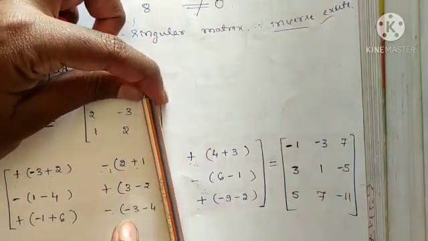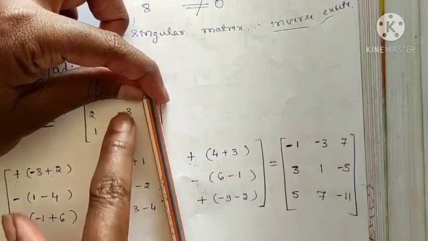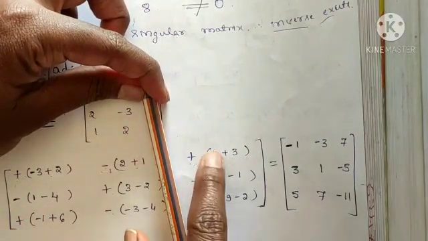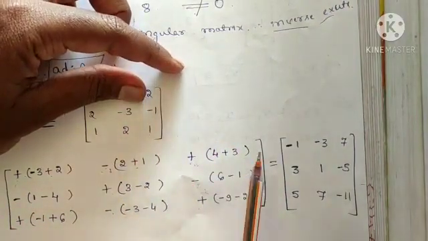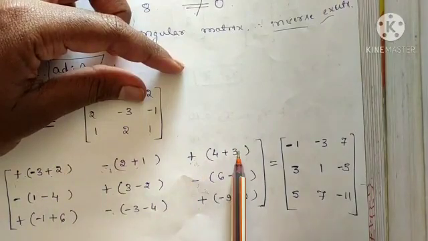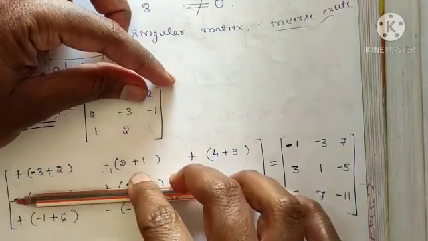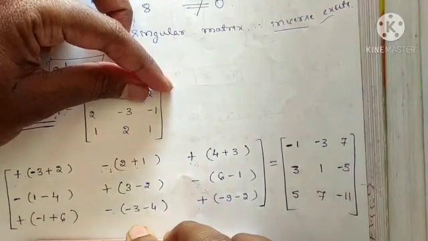Therefore, the remaining elements will be 2 2s are 4, minus of minus becomes plus 4 plus 3. Clear? And now you have to simplify the factors. Similarly, you can obtain the solution for these two cases.